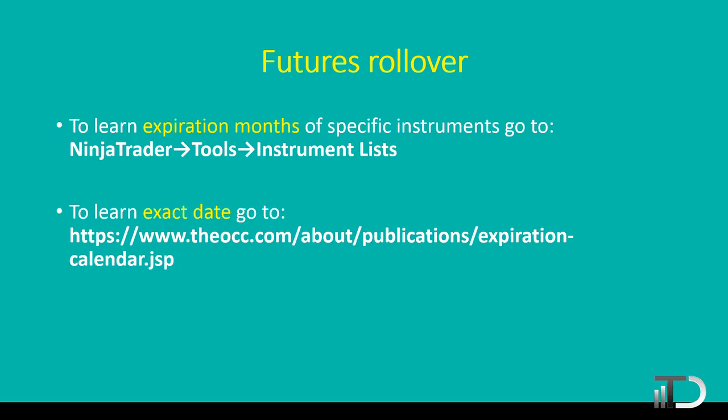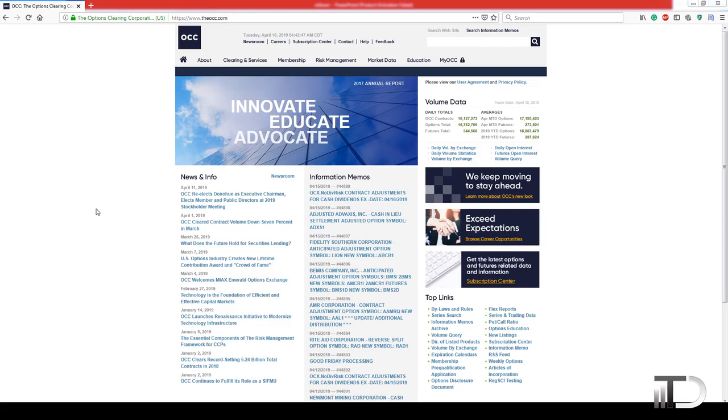To learn the exact date when the current trading contract will expire, you can go, for example, to this site, and there's a calendar that will show you the expiration date for every trading symbol. So let me show you. Let's go to this address. Let me show you the calendar.